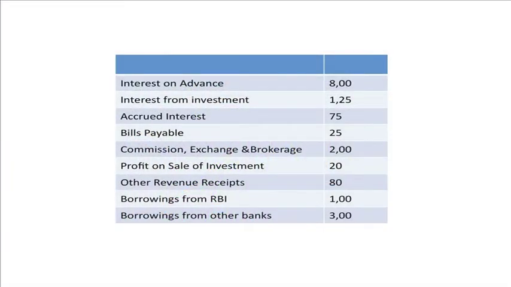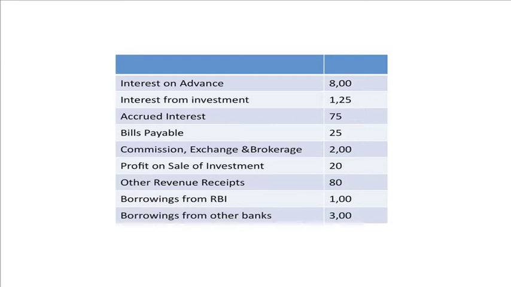Now, moving to the credit side, interest on advances, this is 8 lakhs, it will go in schedule 13, it is income. Interest from investment, again an income, will go in schedule 13. Accrued interest 75,000, part of schedule 5. Bills payable 25,000, part of schedule 5. Commission, exchange and brokerage, schedule 14, for 2 lakh rupees. Profit on sale of investment 20,000, schedule 14. Other revenue receipts 80,000, again part of schedule 14.